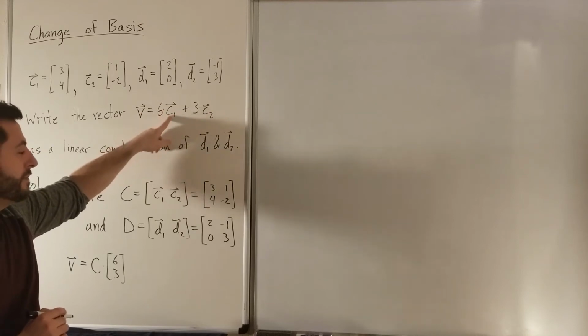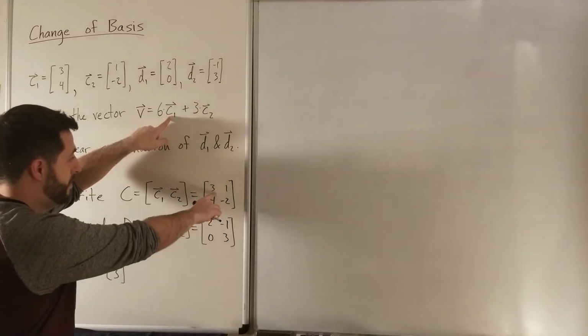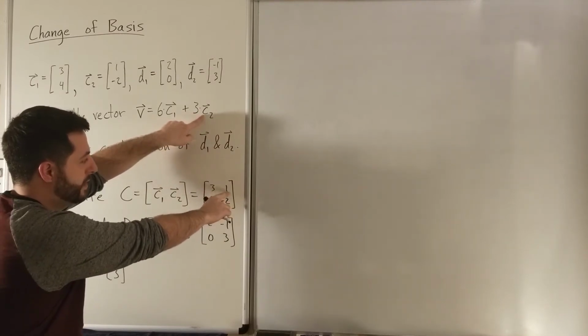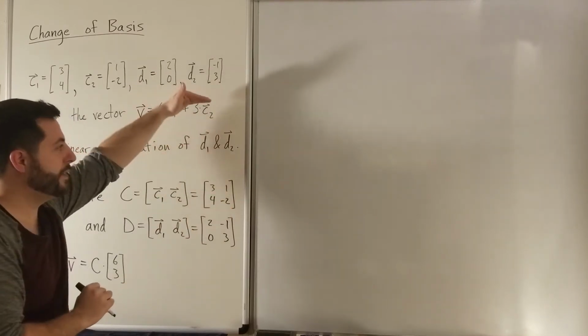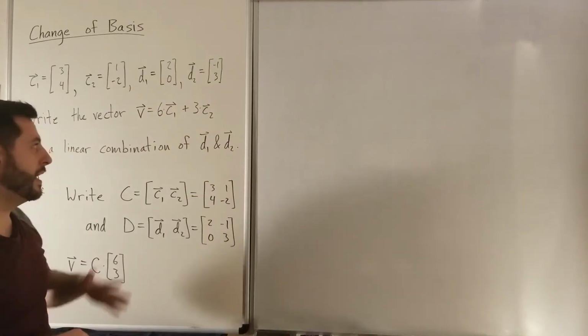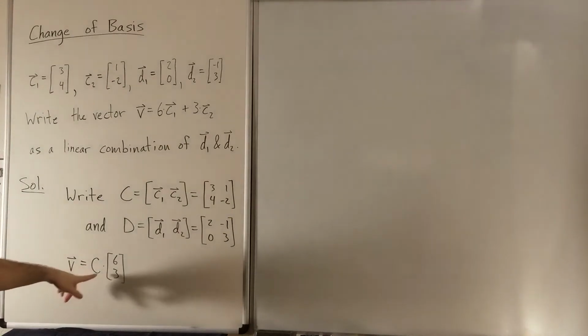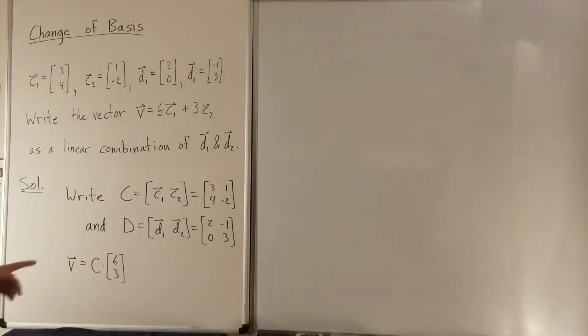We do 6 times 3, the top entry of C1, plus 3 times the top entry of C2, which is this 1 here, to get the top entry of V written in the standard basis. Same thing for the bottom entry of V written in the standard basis. So C times the vector 6, 3 is V written in the standard basis. Okay?